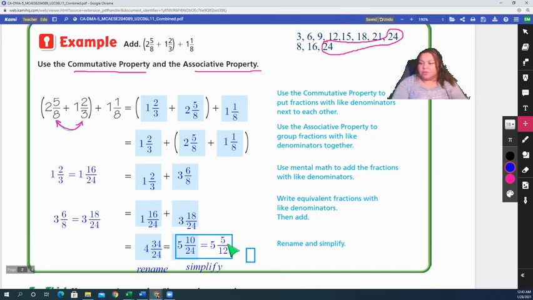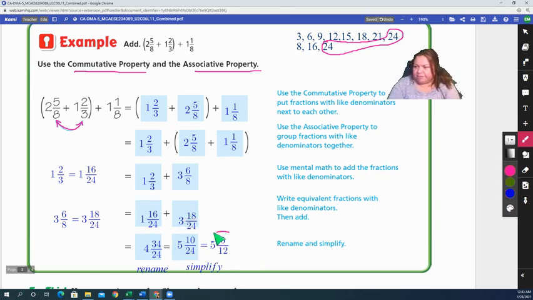So 5 twelfths, is that my simplest form? Yes, because I cannot divide 12 by 5 or any other number. And both numerator and denominator, I cannot divide by the same number without getting a remainder. So my answer is 5 and 5 twelfths.